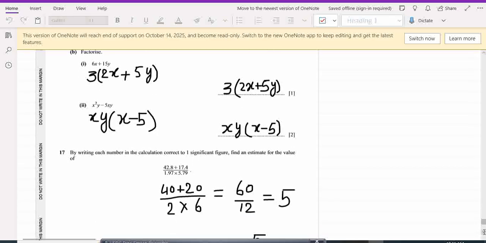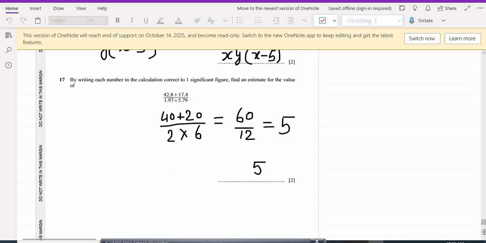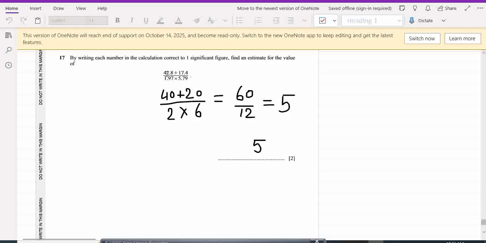Next is by writing each number correct to one significant figure, find the estimate. 42.8, if you round it off to the nearest 10, will become 40. 17.4 rounded off to the nearest 10 is 20, because more than 15 will be rounded off to 20. Again, 1.97 can be rounded off to 2, and 5.79 can be rounded off to 6. So we get 40 plus 20 in the numerator and 2 into 6 in the denominator. 40 plus 20 is 60, 2 times 6 is 12, so 60 over 12 is 5. So 5 is the answer.